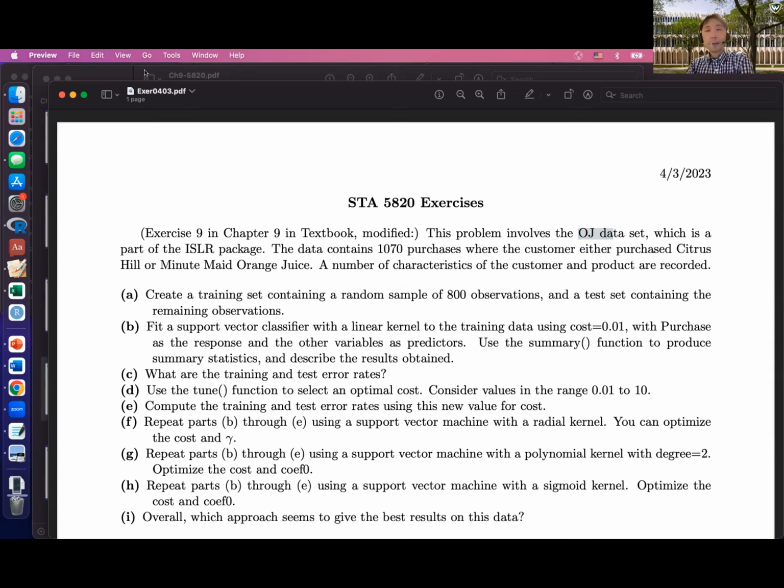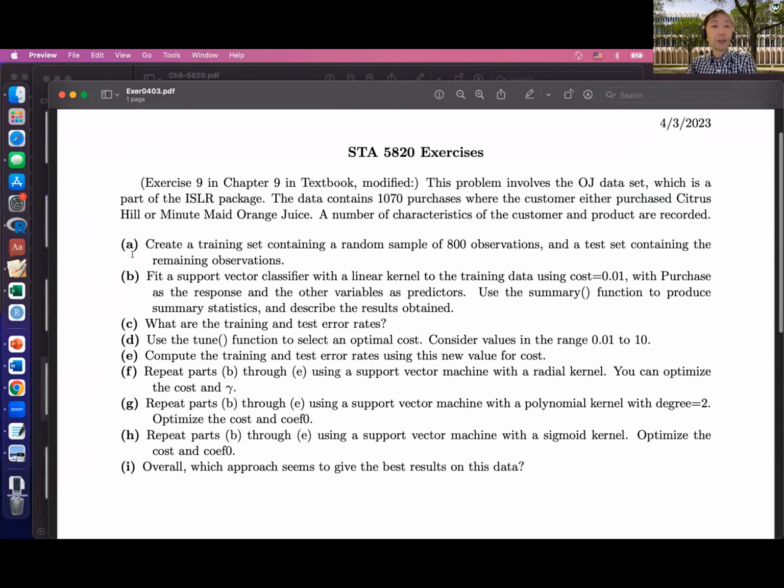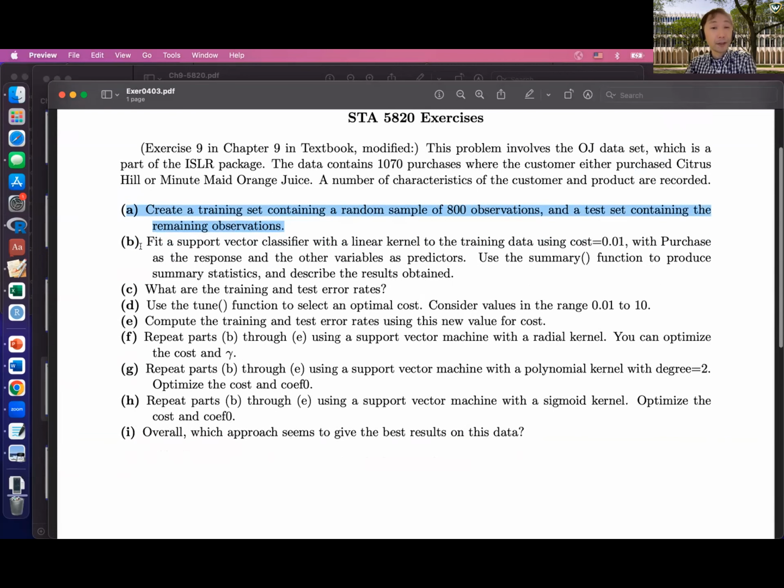I think there are about 15, maybe 18 variables in this data set, and it contains 1070 observations. Each observation is a purchase, and whether they purchased Citrus Hill or Minute Maid orange juice. First, separate the training set and test set. This is random, so your performance will be different.